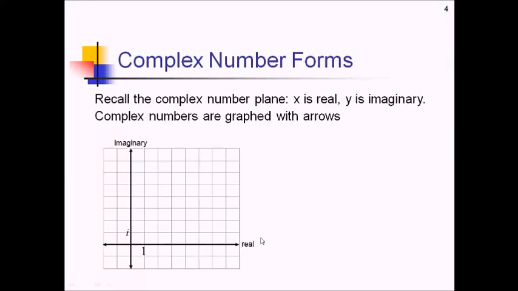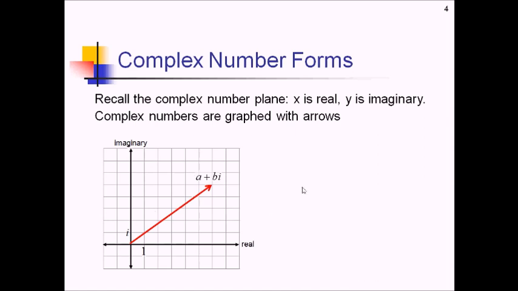Now that we've talked about rectangular and polar form for real numbers, let's deal with complex numbers. Recall that the complex number plane has a real axis, which is kind of like the x-axis, and an imaginary axis, which is kind of like your y-axis from before. And we graph complex numbers with arrows. So for example, instead of putting a point at a comma b, we draw an arrow to a plus bi. A is your real number, and bi, that's your imaginary number.